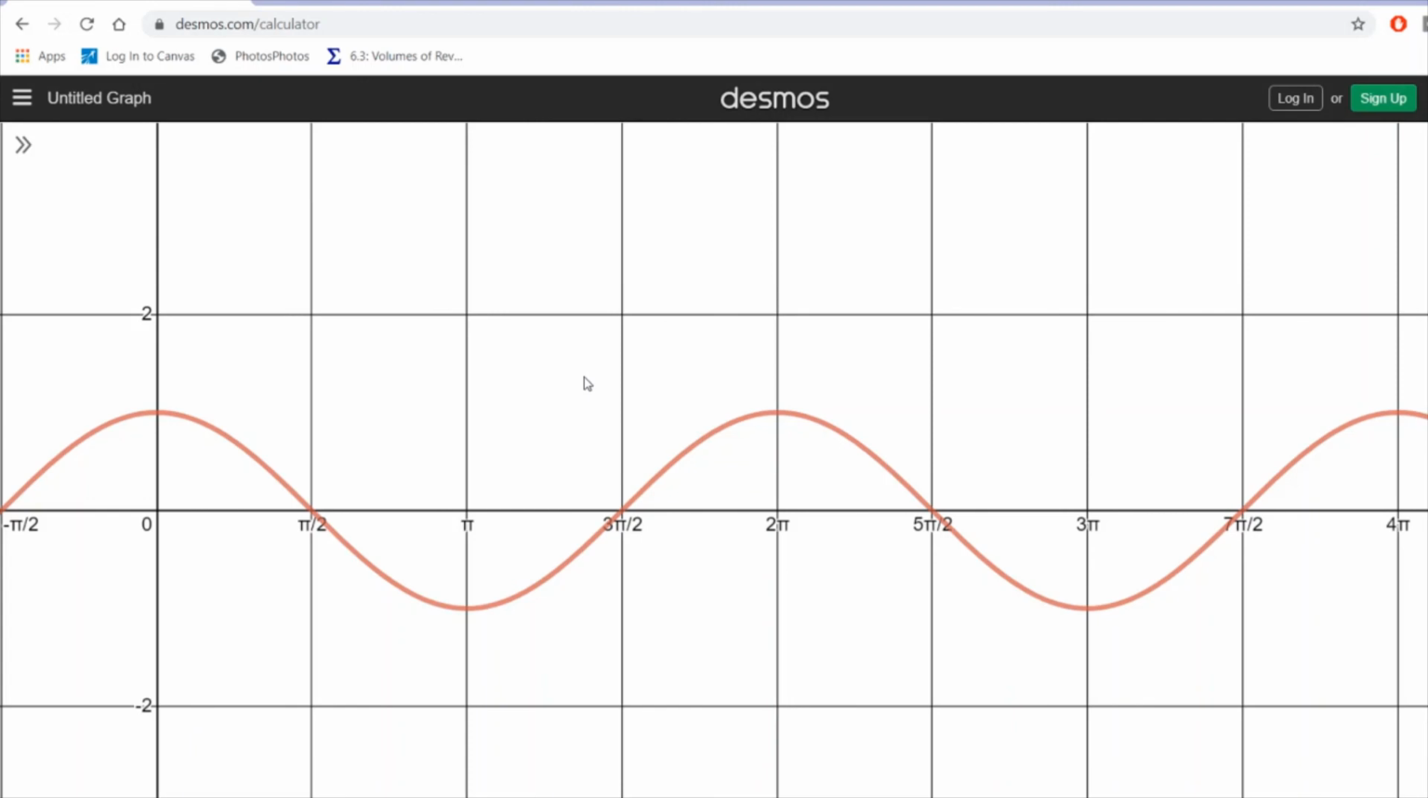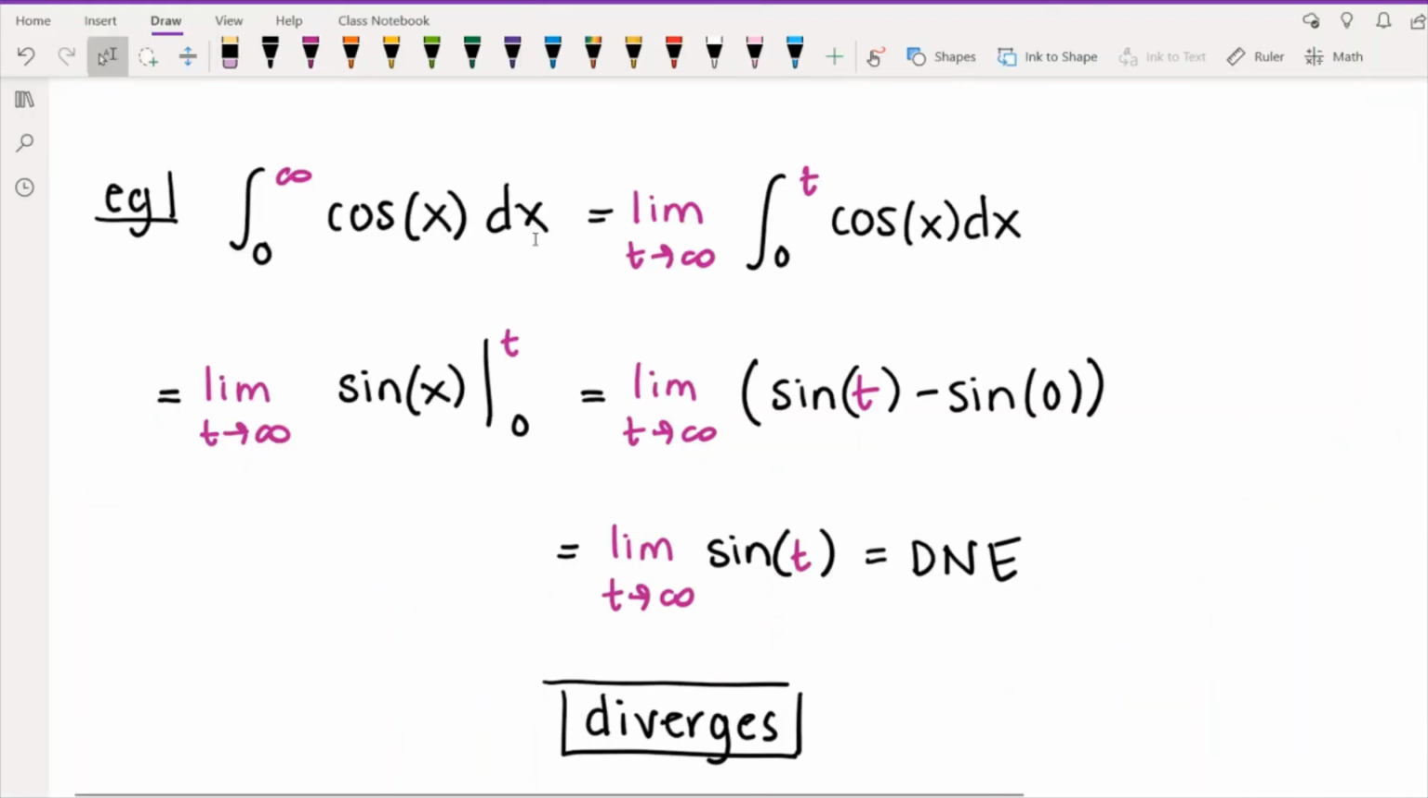because it doesn't settle in on one specific area. So most of the cases we're going to see in this class are going to be improper integrals that diverge because you get an infinite value or negative infinity, but there are cases like this as well where it diverges for a different reason.